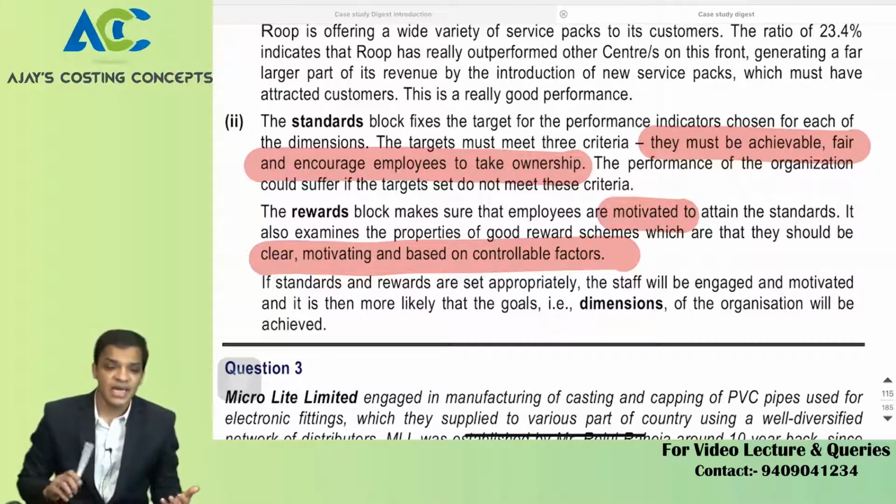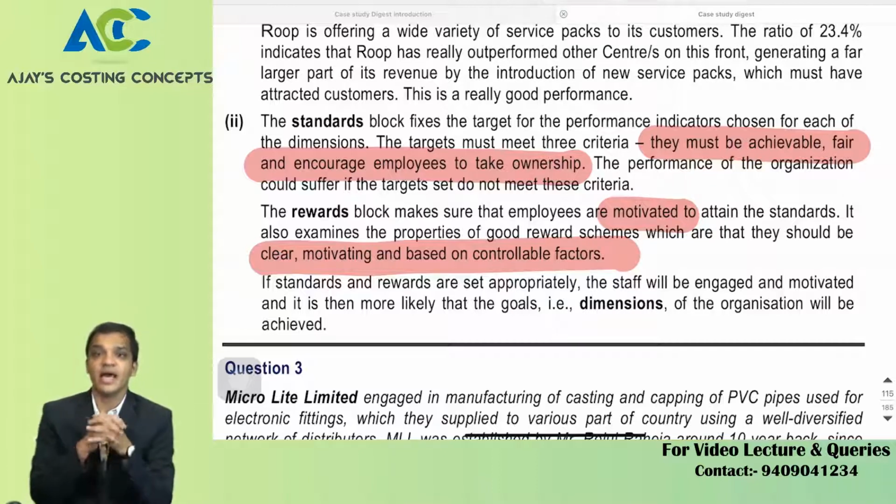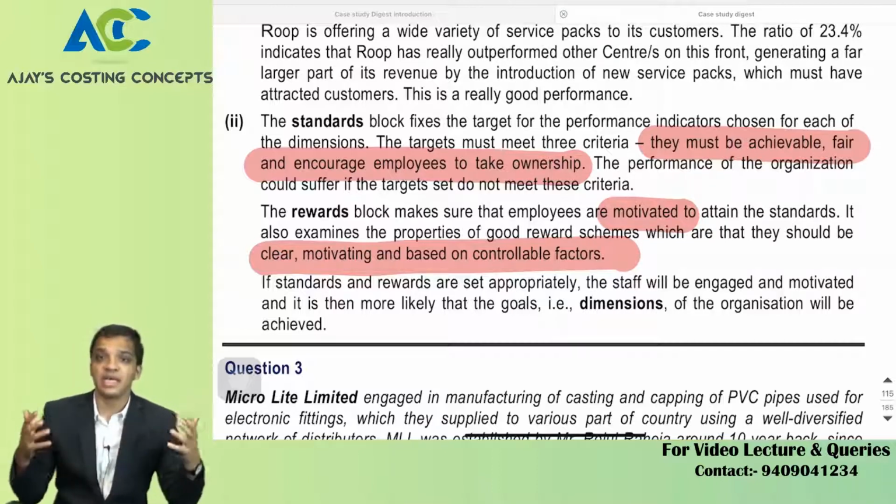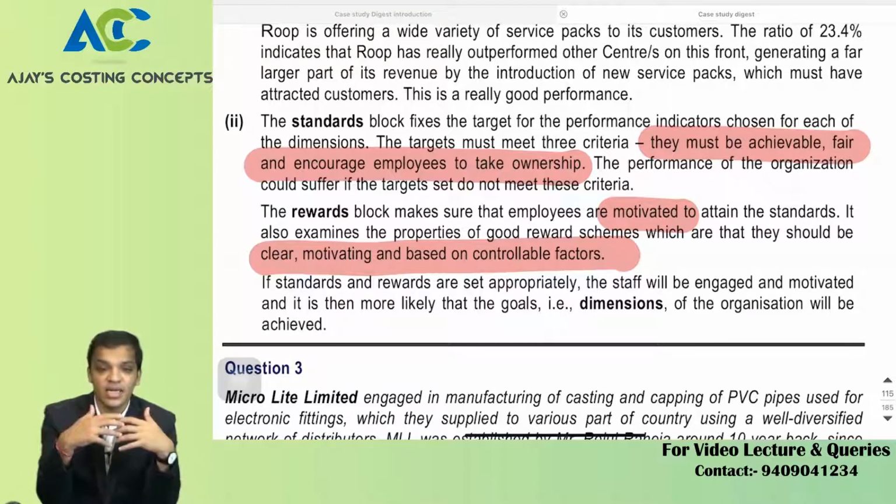So basically they are not asking how the standards are or how the rewards are. They are asking how they should be set or kept. That is why we are answering that your standards should be more ownership oriented, achievable, and fair. Your reward should be motivating, clear, and controllable, so that your employees are getting motivated and the dimensions can be achieved.